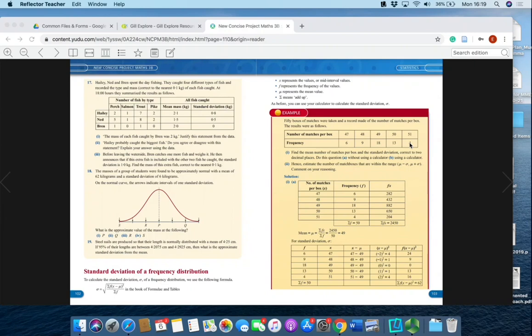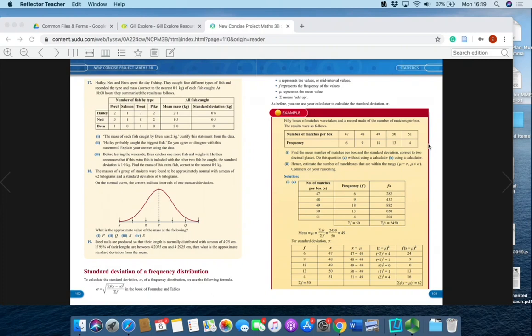Okay, so this is number of matches, and this is the frequency. So I have 47, 48, 49, 50 and 51. 47, 48, 49, 50, 51. 6 boxes, 9 boxes, 18 boxes, 13 boxes and 4 boxes.